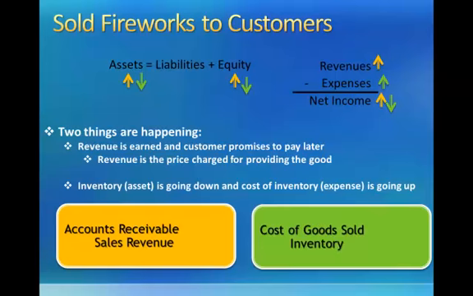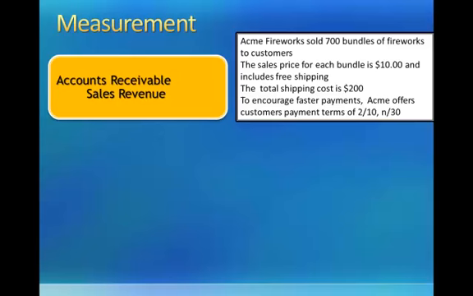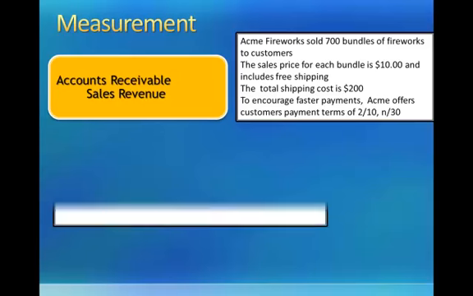The journal entry to record that transaction is to debit cost of goods sold, which is an expense account, and credit inventory. This journal entry will be for the cost of the inventory to us, but we'll look at determining the dollar values in a little more detail in the next couple of slides. First, measurement of accounts receivable and sales revenue.